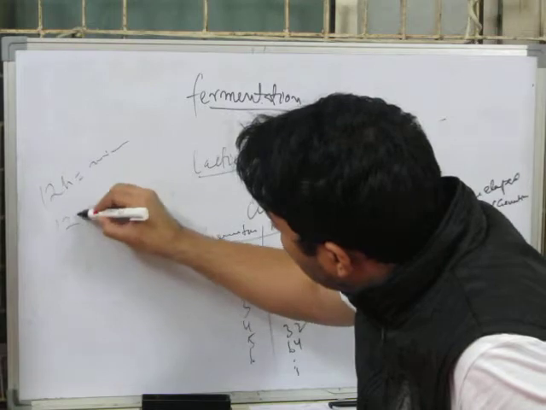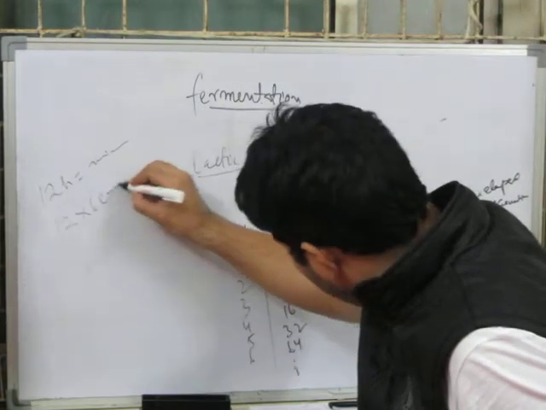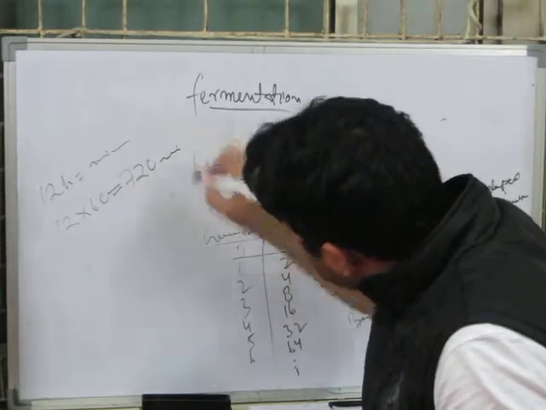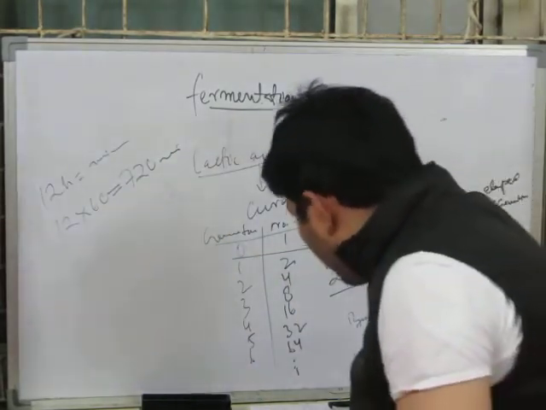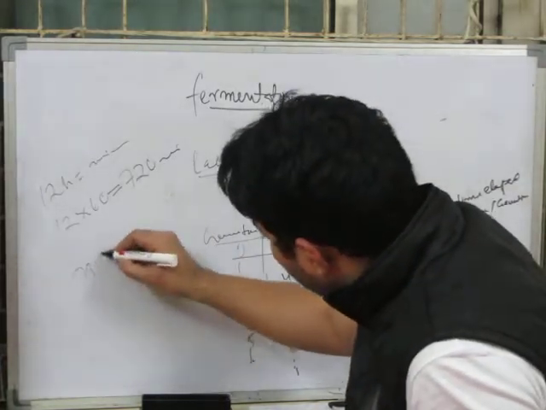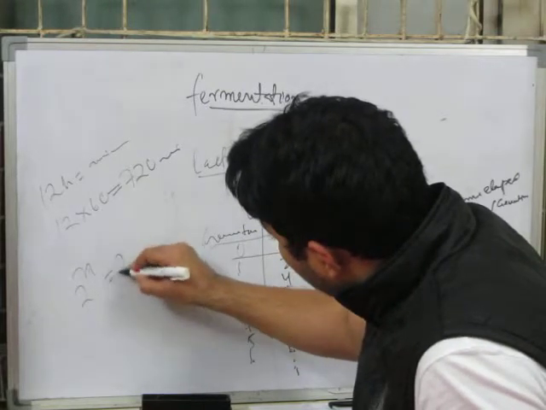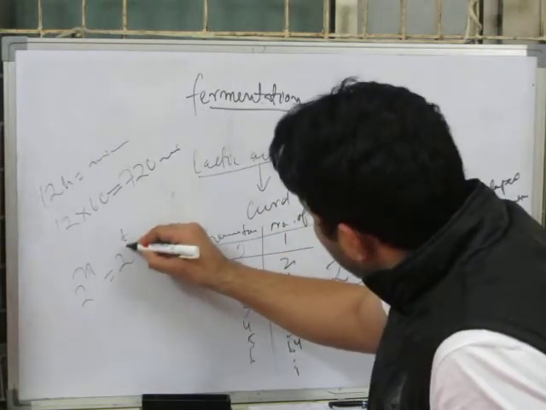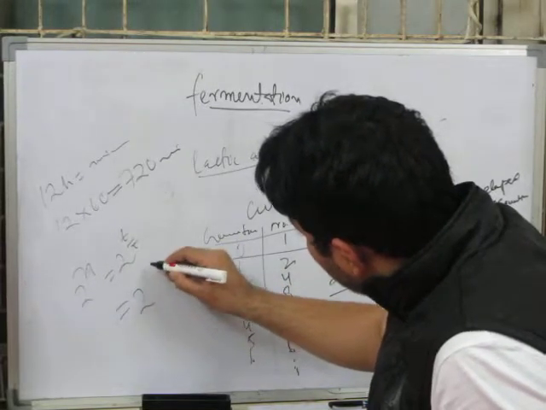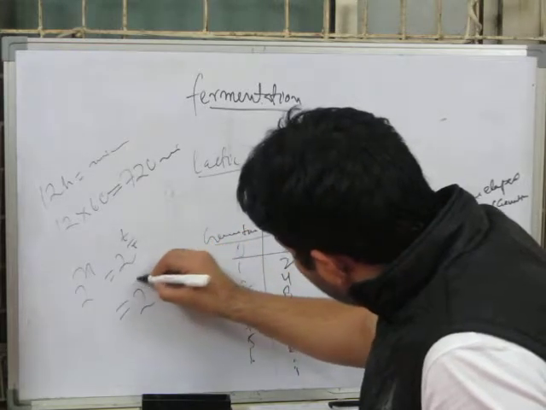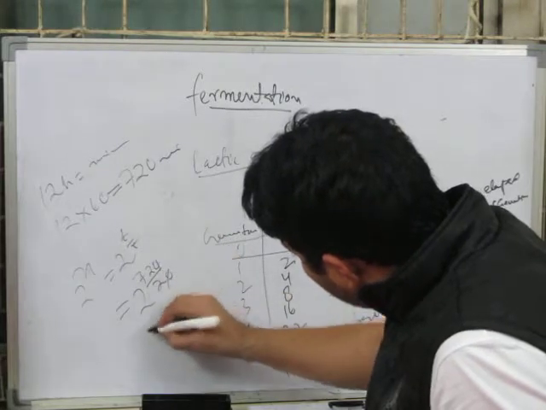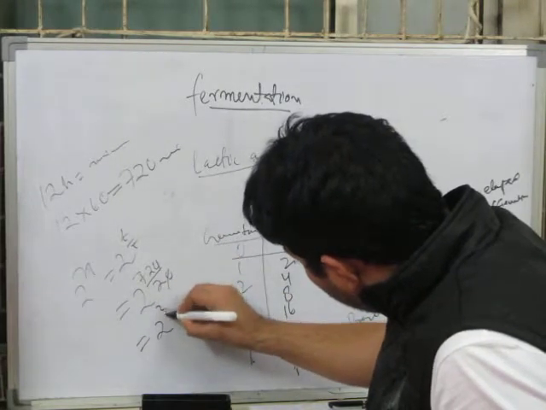So for calculating this, first of all, let's convert this 12 hours into minutes. So 12 into 60, which will be equivalent to 720 minutes. We know 720 minutes. So we have generation period 20 minutes. So we can say n, 2 raised to the power n, which is equivalent to 2 to the power t by tau. So we can write t, time, is equivalent to 720 divided by tau, which is 20. So we can say 2 raised to the power 36.